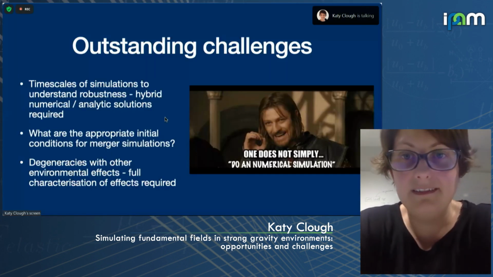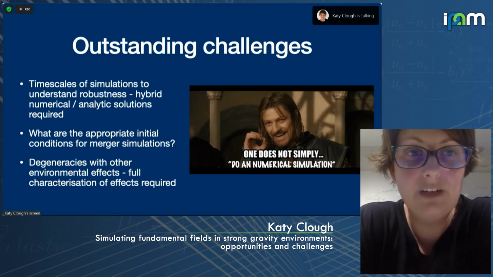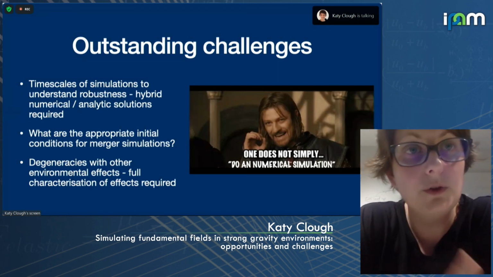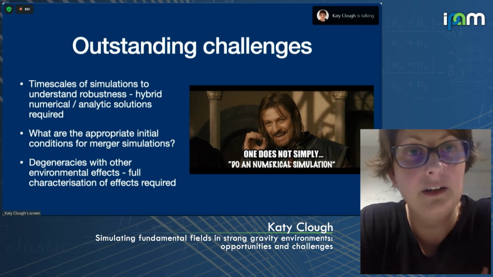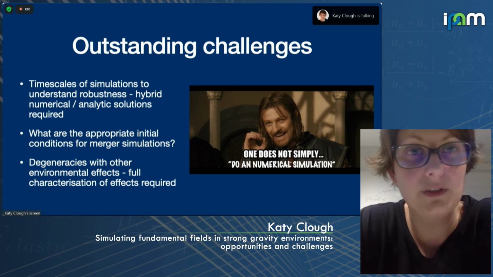Okay, so I think I'll finish there. I just wanted to mention the outstanding challenges. At the moment, we are looking at toy models. The real challenge in these models is to understand their robustness. And to do that, we really need to do very long timescale simulations. So I mentioned Sam Dolan's method of decomposing into spherical harmonics, or using fixed backgrounds, so using some kind of hybrid numerical or analytic solutions are really important. We need to be a bit creative. We can't just throw a numerical simulation at everything. There is a point at which these are too expensive.